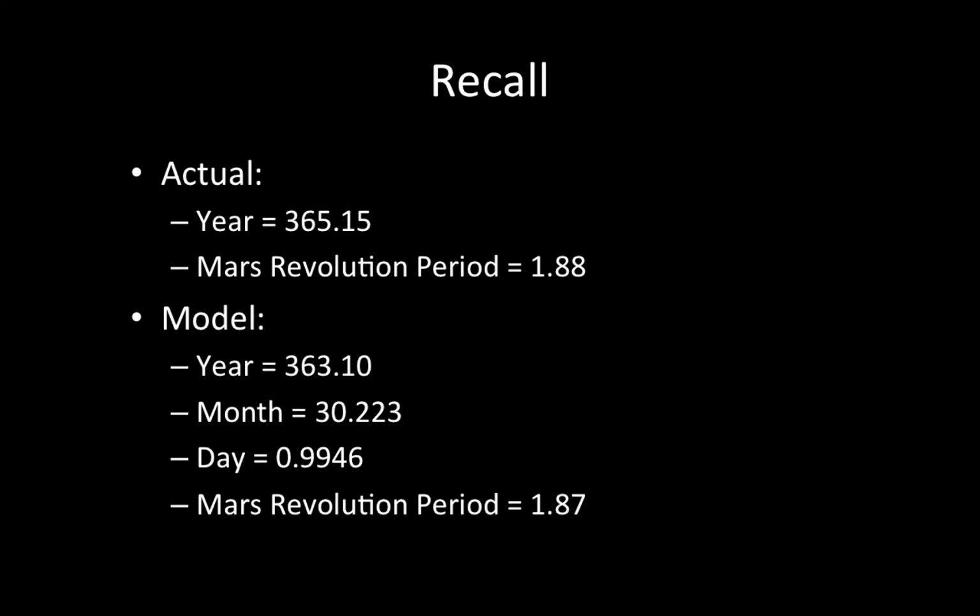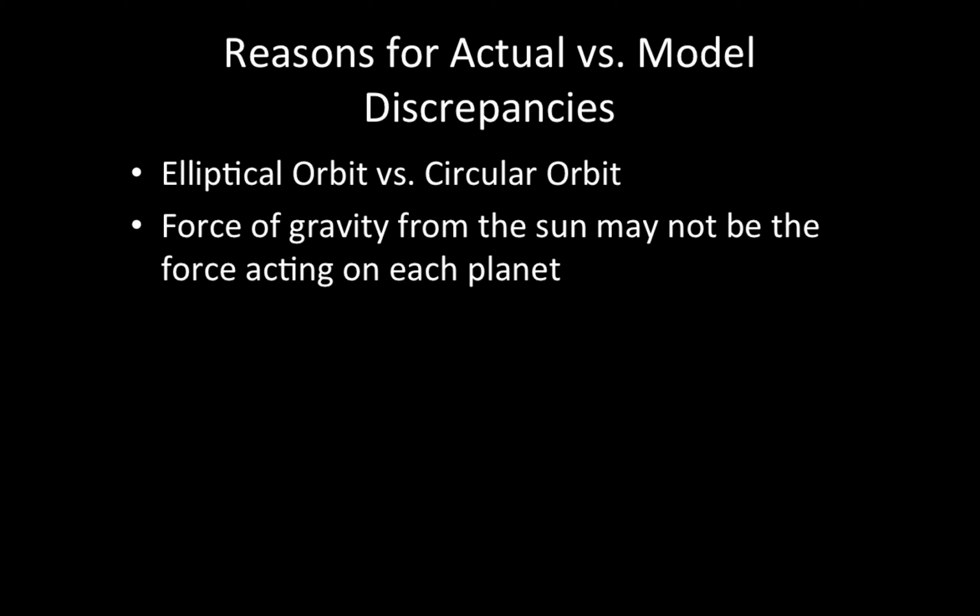Recall the actual and model data values. Again, my results were fairly accurate, but why were they not exact? Recall in reality, planets orbit in an elliptical manner due to different planets' axes of rotation. For my model, I didn't account for this, thus resulting in a circular orbit. Consequently, my predicted data did not exactly match the actual data.